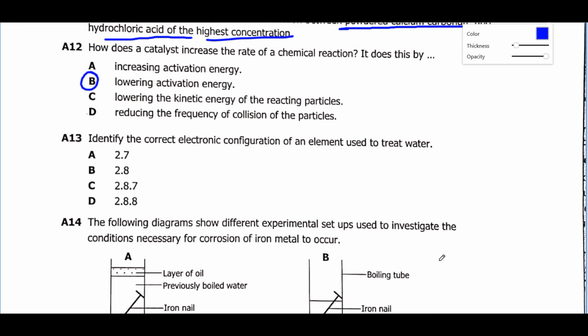Question 13. Identify the correct electronic configuration of an element used to treat water. So we are looking at chlorine. Chlorine, Cl, has the mass number of 35.5 and the atomic number of 17. The first shell will occupy 2 electrons. From 17 minus 2 we have 15. The second shell will occupy 8. 15 minus 8 is 7. So the outermost shell will occupy 7. Therefore, the answer is C.